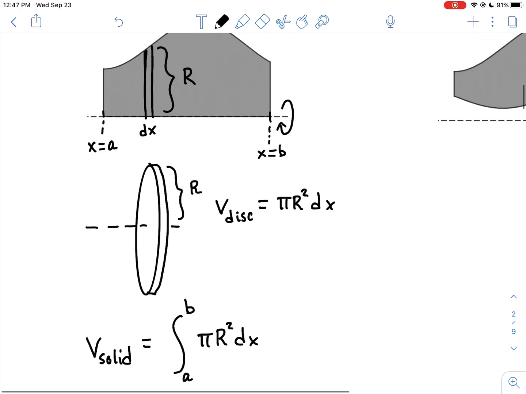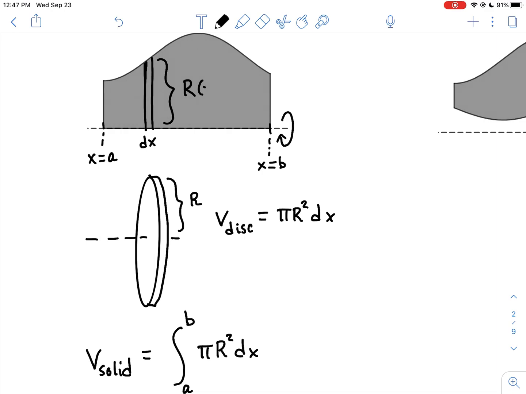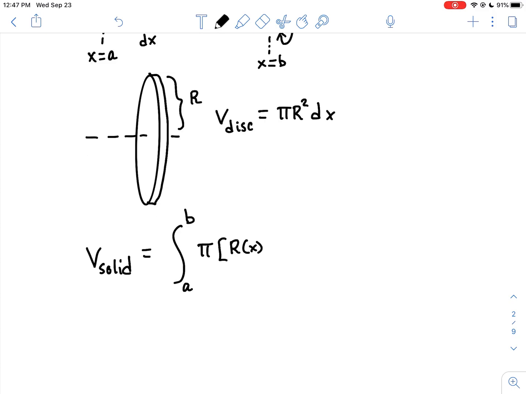You would want to find a way to express this radius as a function of x. Once we're doing vertical strips, you want everything to be in terms of x. We want to figure out what the radius is as a function of x, and then square that, and then do the dx. And then these limits of integration would also be x coordinates.